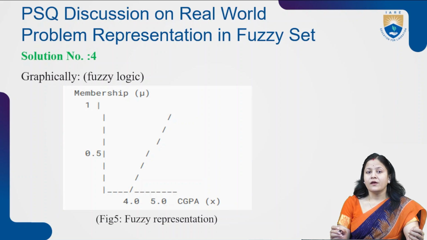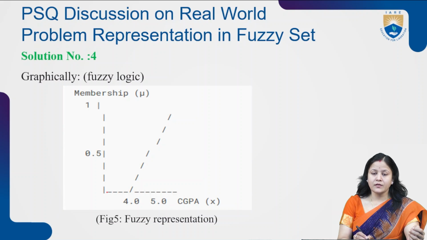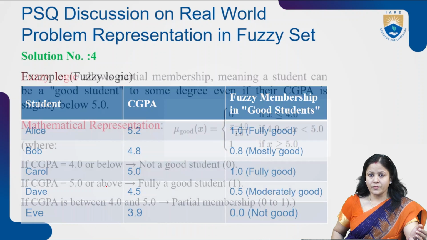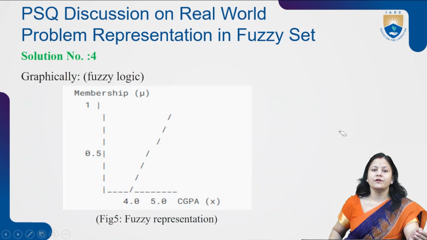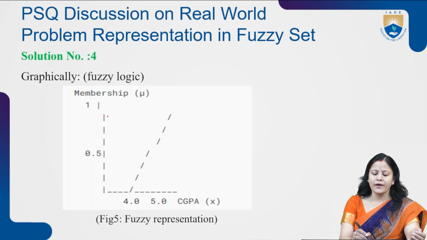Now graphically we can represent it as per the membership function. Based on this, if a student is scoring less than 4, it is considered as 0. If the student is scoring 5 or more than 5, it is 1. If a student is scoring between 4 and 5, then we have to apply this membership function. So based on this membership function, we have plotted the graph. The x-axis represents all the crisp values and the y-axis represents the membership value, which is denoted as the mu symbol.